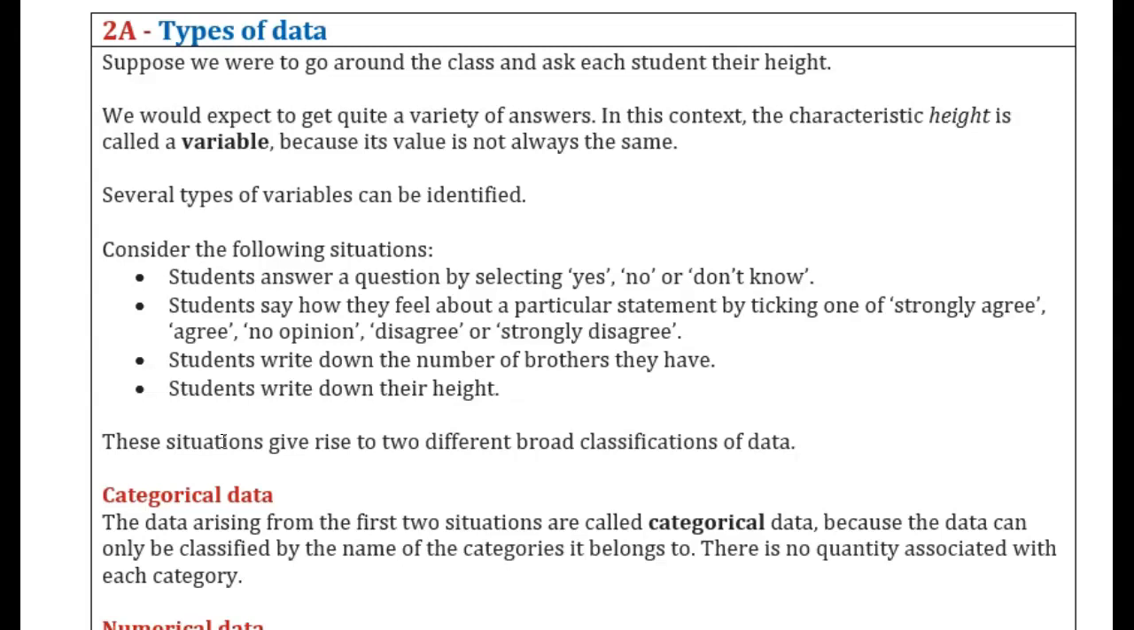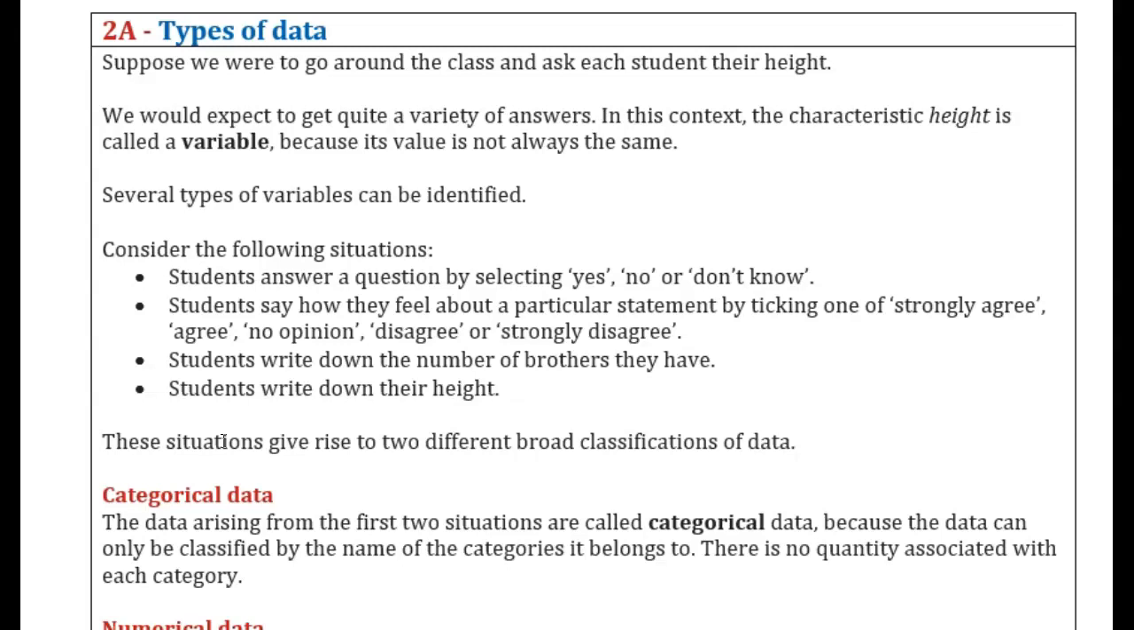Second, students say how they feel about a particular statement by ticking one of strongly agree, no opinion, disagree, or strongly disagree. So maybe you're asking them, do you like year 11 general maths? And obviously everyone would say strongly agree. Third, students write down the number of brothers they have. I have 2 brothers. You might have 1 brother, or no brothers, or 3 brothers. And the last one, students write down their height. I'm 180 centimeters, you might be 165 centimeters, someone else might be 190 centimeters. So that's another type of data.